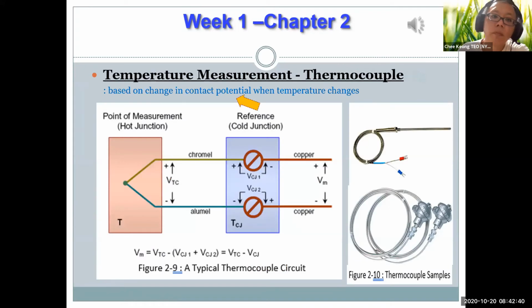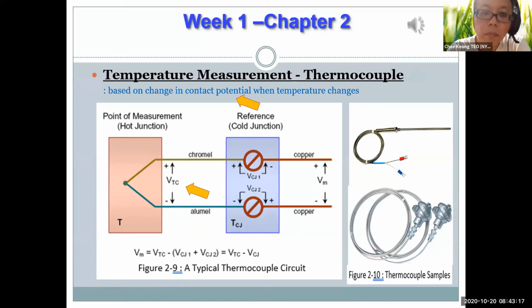There are many real-world parameters we want to measure and control, one of which is temperature. Temperature measurement can be made using the changes in the material property when subjected to heat. This change in material property can be either change in thermal expansion, change in contact potential, change in electrical resistance, or change in pressure. For temperature measurement, we are only going to touch on 2 senses, that is based on change in contact potential and change in electrical resistance.